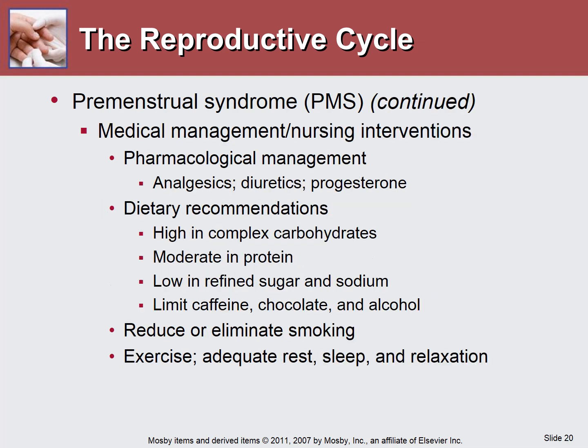Next slide. So pharmacological management: analgesics, diuretics because they tend to feel bloated, and prostaglandin inhibitors. The recommended diet is low in sodium, high in complex carbs, moderate in protein, low in refined sugar, and limit caffeine, chocolate, and alcohol. Reducing or eliminating smoking has been proven to also help, and exercise, adequate rest, and relaxation.